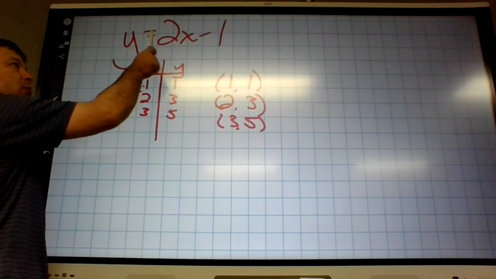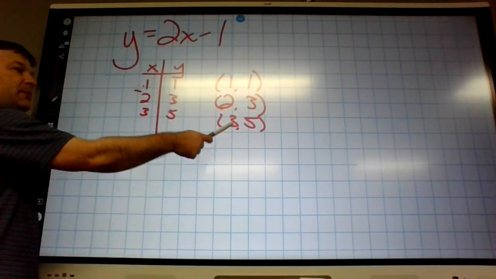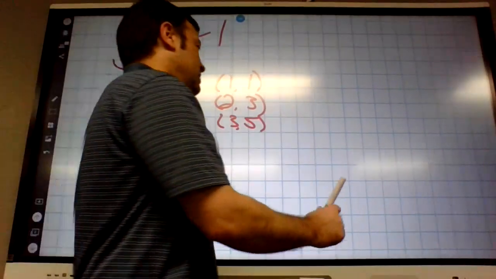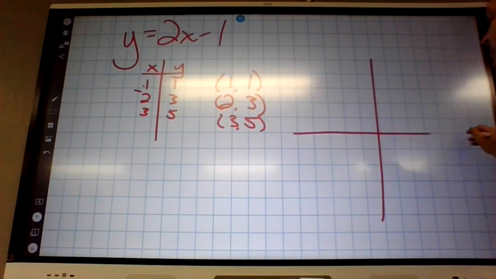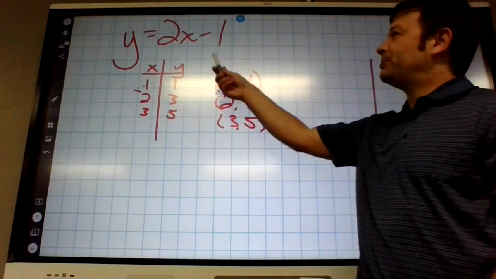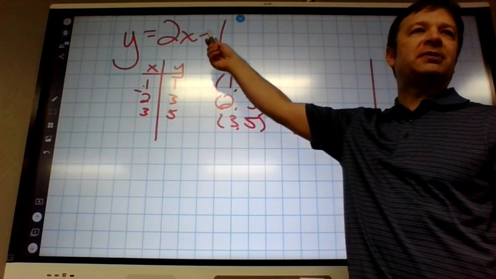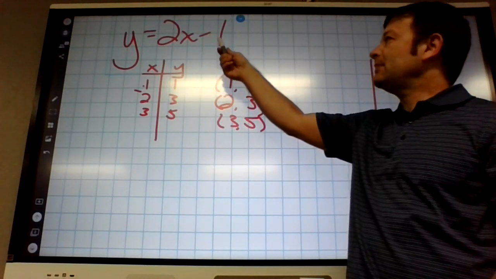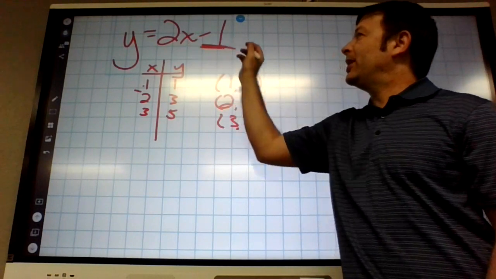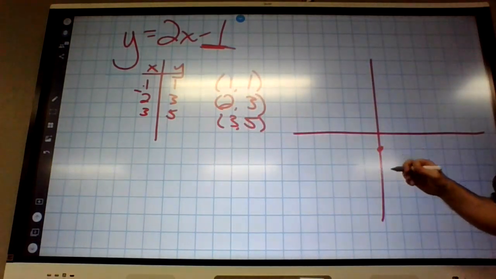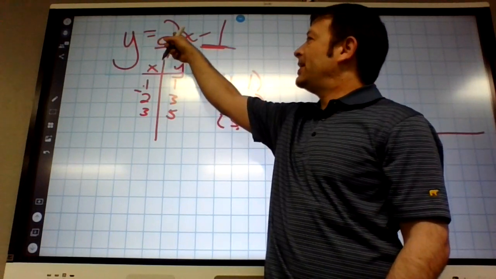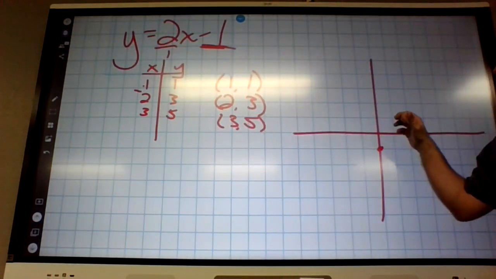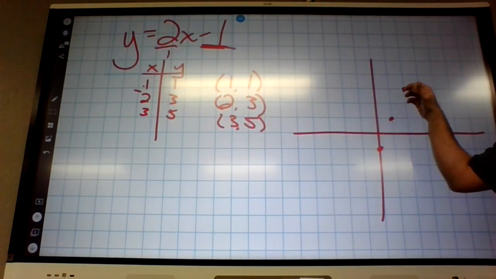If I plug in 1, 1 for x and y, it works. If I plug in 2, 3, it works. Okay, when we graphed it, how did we graph this? Well, we could do these dots, but normally how did we graph these? We start down 1 on the y-axis, and then where did we go from there? Rise 2, run 1. You guys remember? Did it all fall out of your brain?